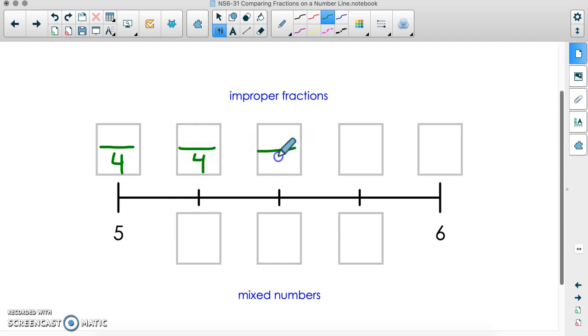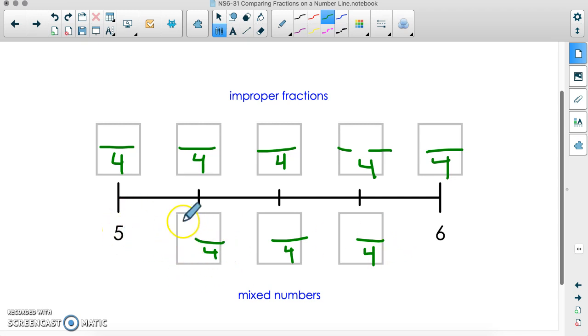So in all these boxes, we're going to write our denominator. Our denominator never changes. It's always going to stay the same. So it's going to be 4 no matter what. Okay, so 4, 4, and 4. Now, what mixed number is going to go into this first box?